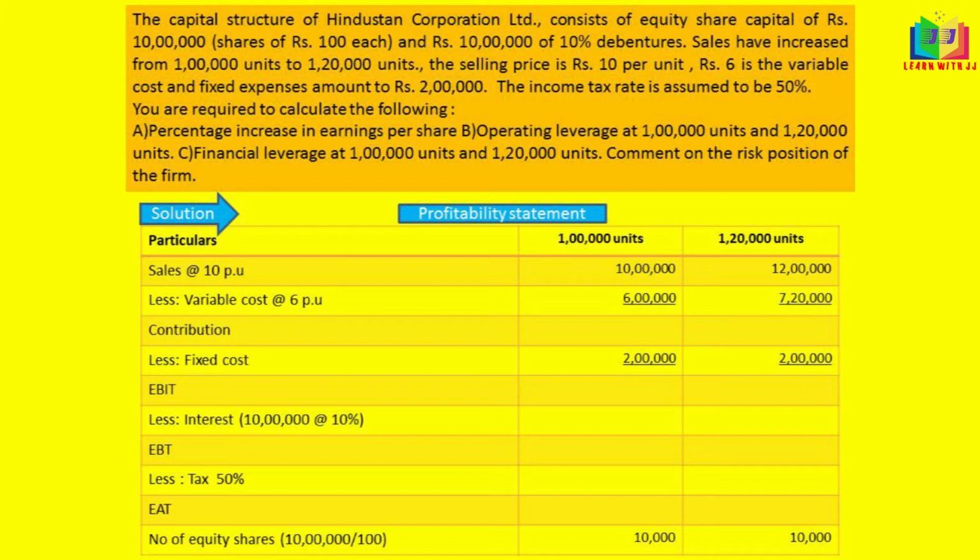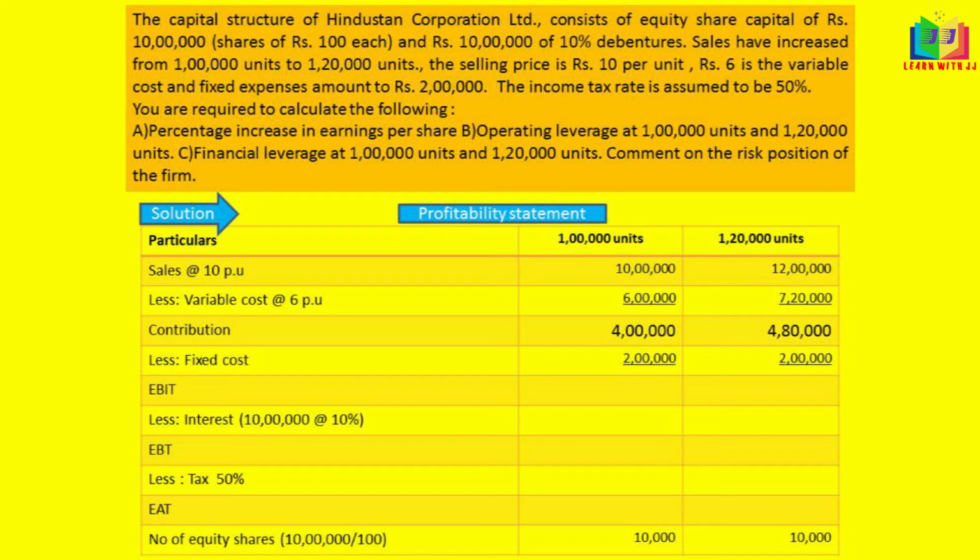We also have interest to calculate: the debentures are 10 lakh and the rate of debenture is 10%. We'll write that here and calculate it afterwards. The tax rate given in the problem is 50%, so we'll write that too. The number of equity shares is the equity share capital of 10 lakh divided by 100, so we get 10,000 equity shares. We finished writing all the information from the question.